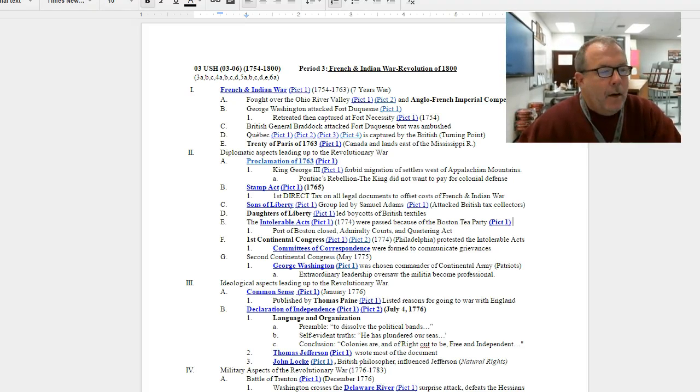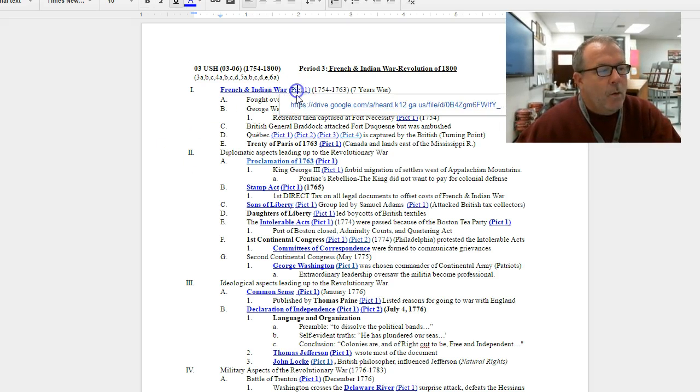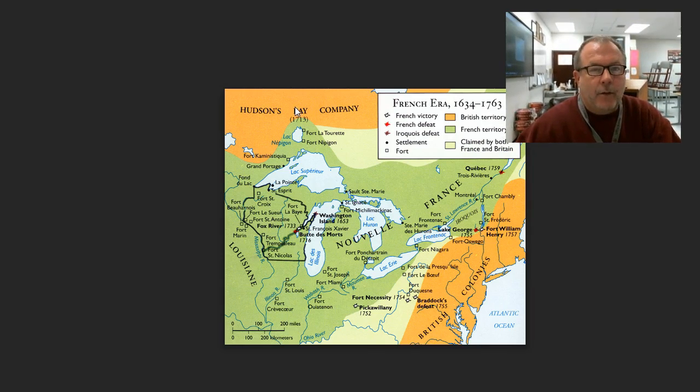Period three begins with the French and Indian War and ends with what's called the Revolution of 1800, which was actually the election of Thomas Jefferson, the first Democratic Republican. Unit 3, or Period 3, begins with the French and Indian War. The French and Indian War lasted from 1754 until 1763.